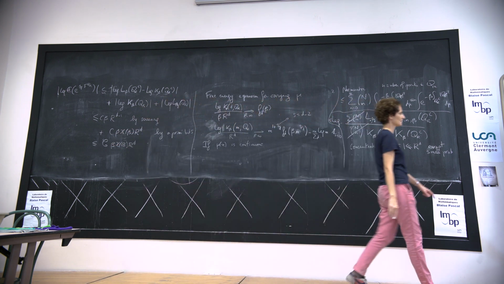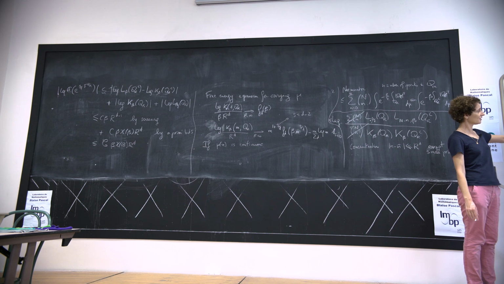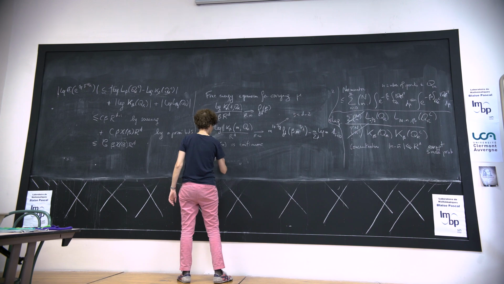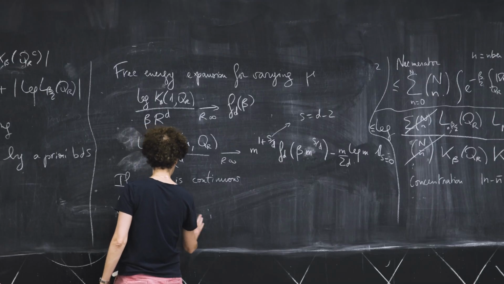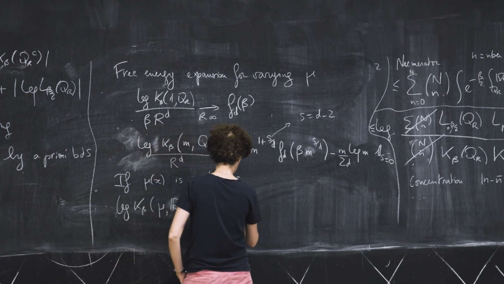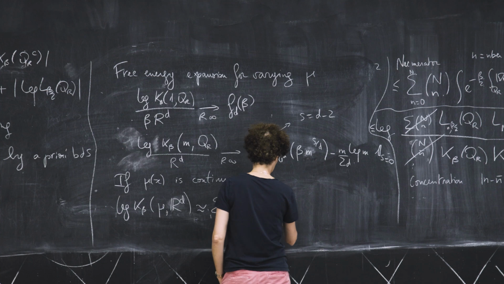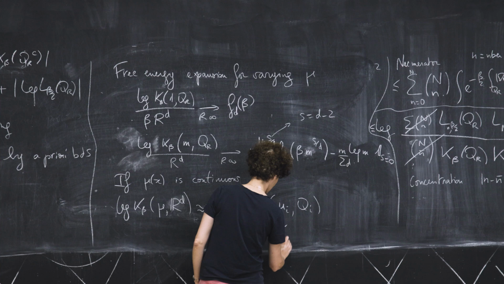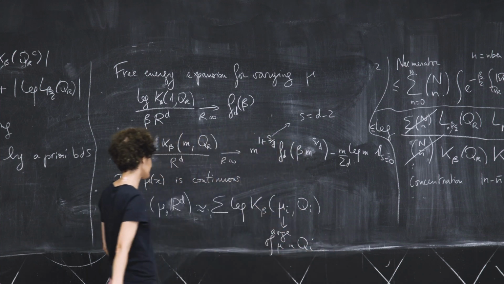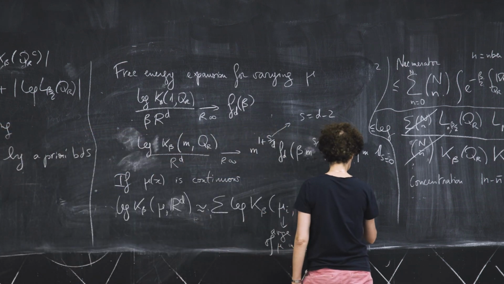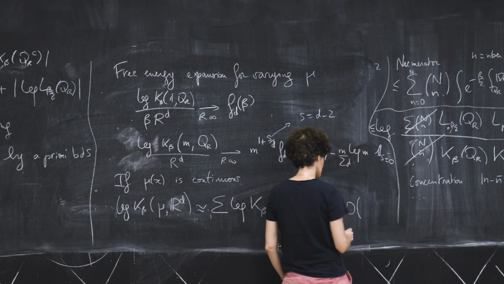And so by almost additivity, the log K of mu, Q, or mu, sorry, R^d, is going to be approximately equal to the sum of log K of mu_i, Q_i, and that is the average of mu in Q_i. All right, so these cubes have radius r. And what is the error that you make? It's a surface error. So for each cube, you make an error.